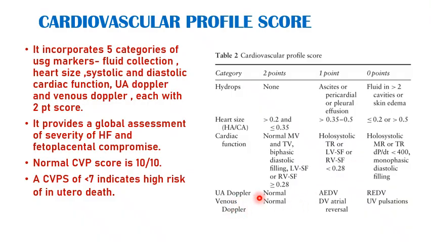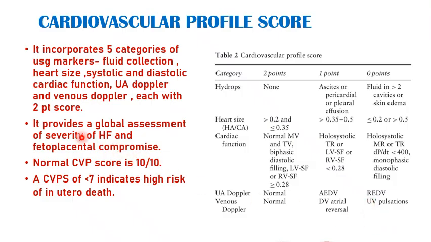In umbilical artery Doppler, if it is normal, then 2 points. If there is absent end diastolic flow, then 1. If there is reversed end diastolic flow, then 0 points. In venous Doppler, if the umbilical vein and DV are normal, then 2 points. If the DV is showing atrial reversal, then 1 point. If umbilical vein pulsatility is present, then 0 points.